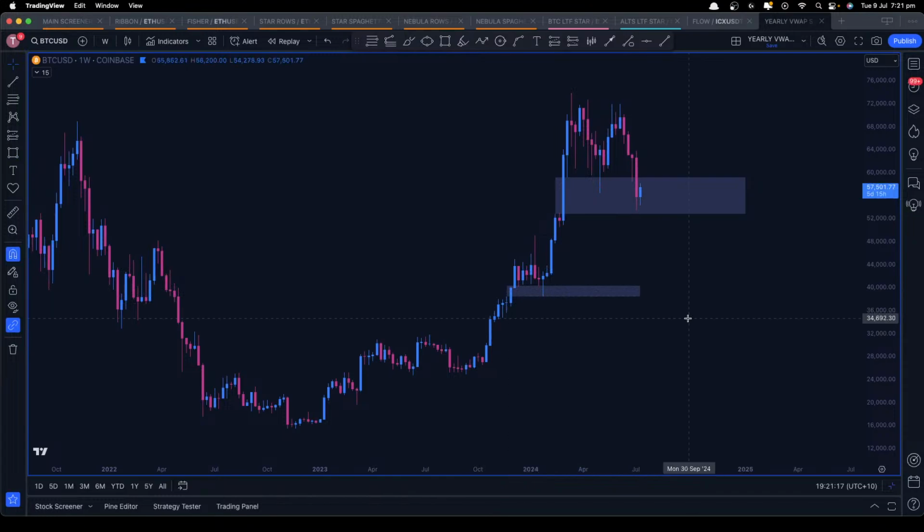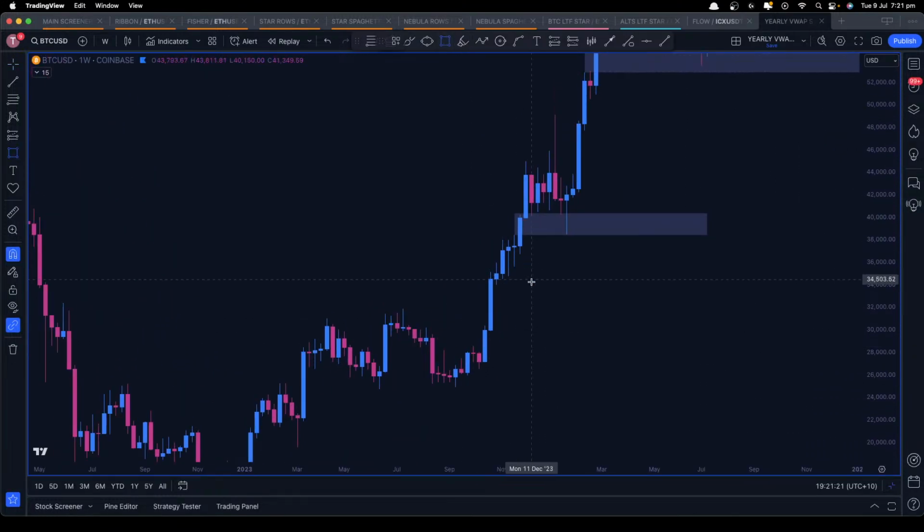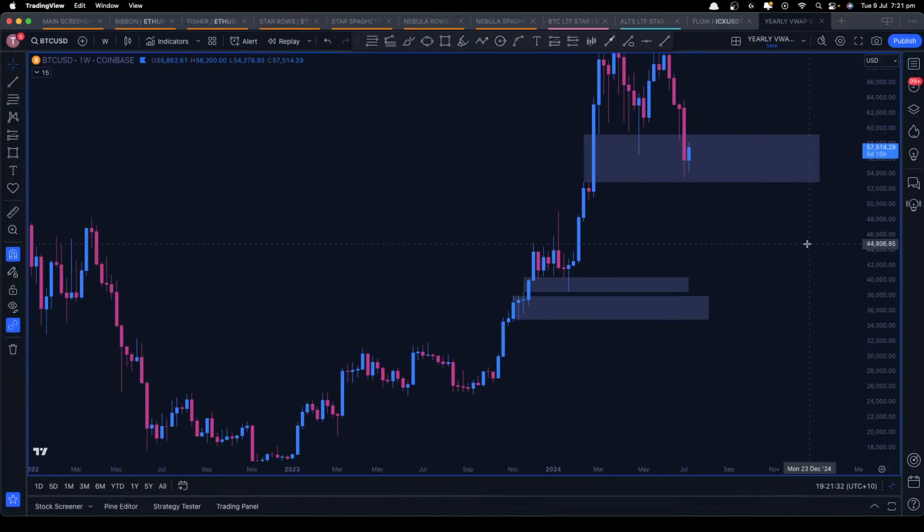There's your imbalance. Okay, where did it start from? So this move here, we just focus on this area. We had a range. We had an imbalance form. The market pushed higher. It comes back down into this area here and then pushes up. These are very important areas within the market.